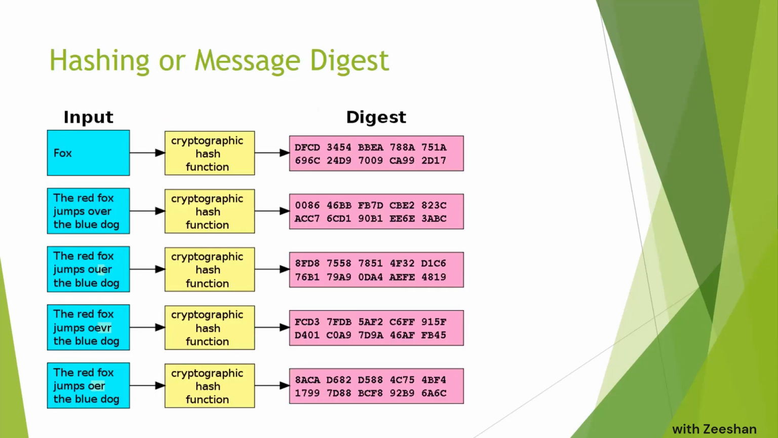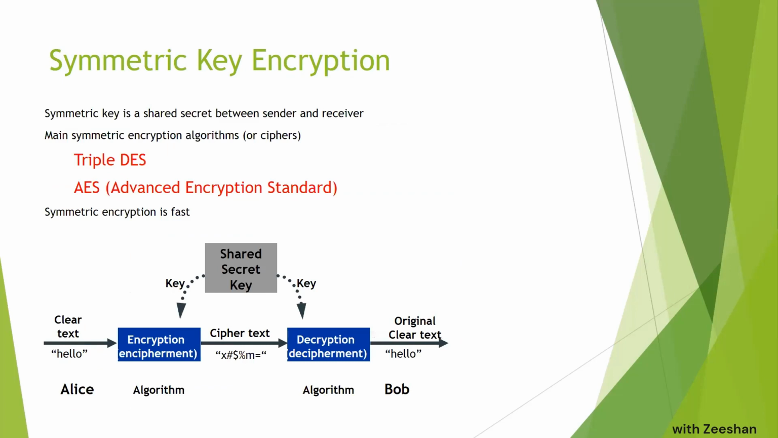Hashing is a mechanism to achieve integrity. Now let's say I want to send you a file.